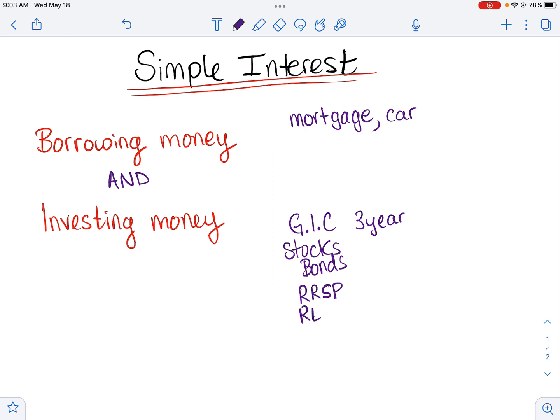Then there's RESPs, a Registered Education Savings Plan. That could be something you do for your future kids, or your parents or a guardian have done for you. That way you save some money to go towards your education, because university or college could be very expensive. So all of these things involve interest. A really simple way to calculate interest is this. This is called simple interest. You basically just earn a certain percent in a certain time period.